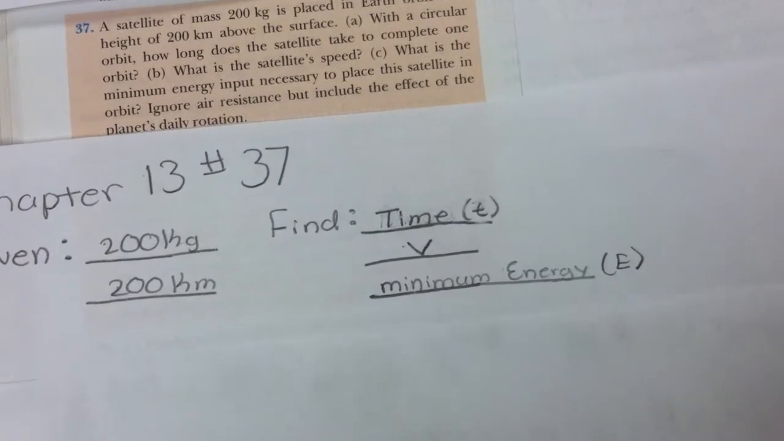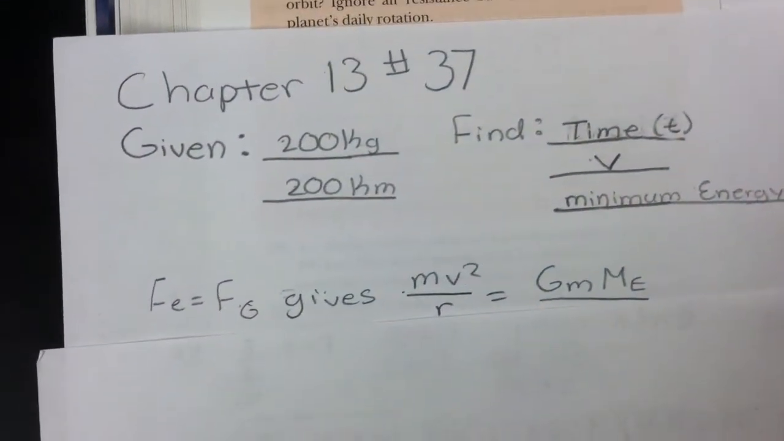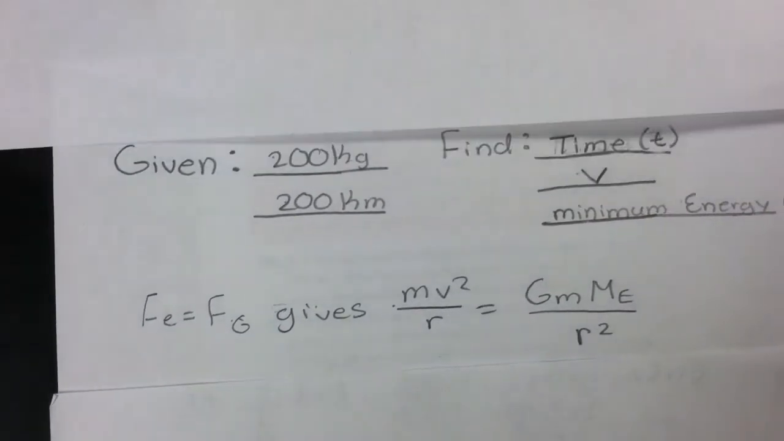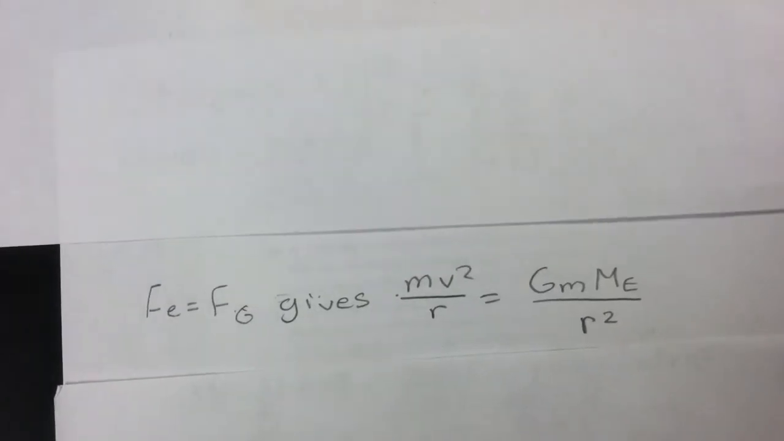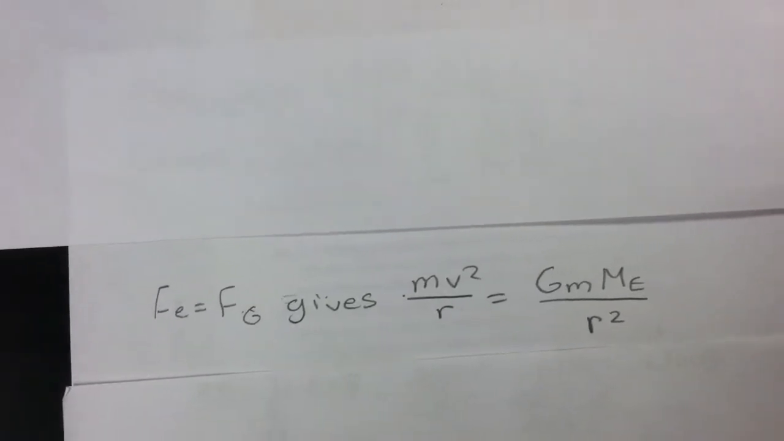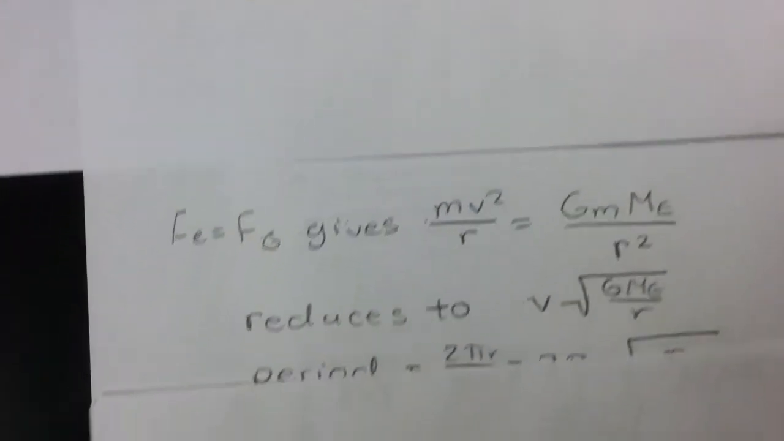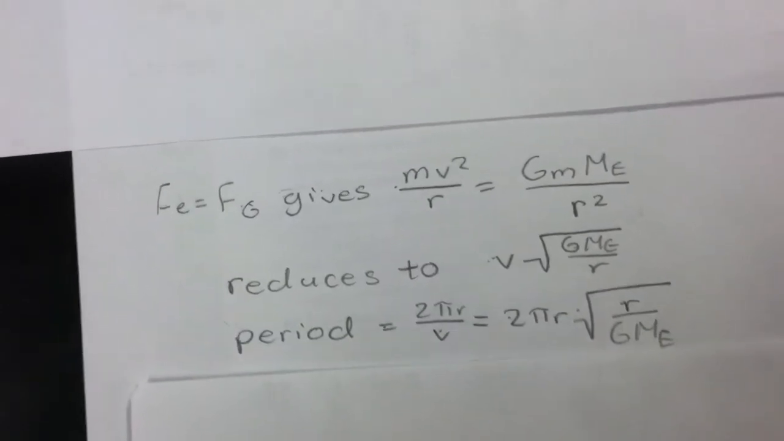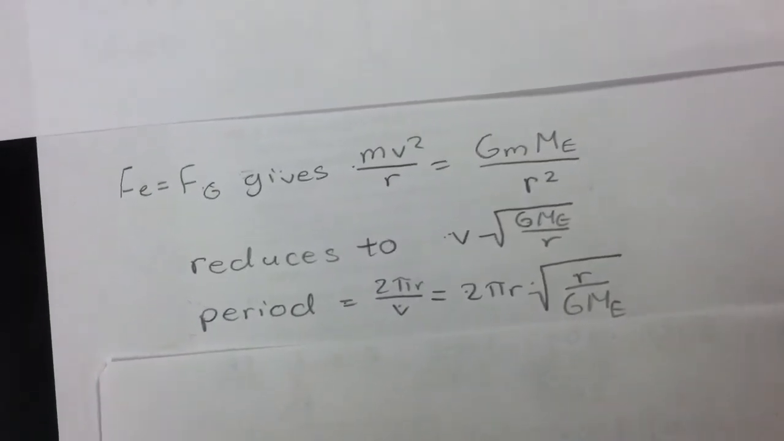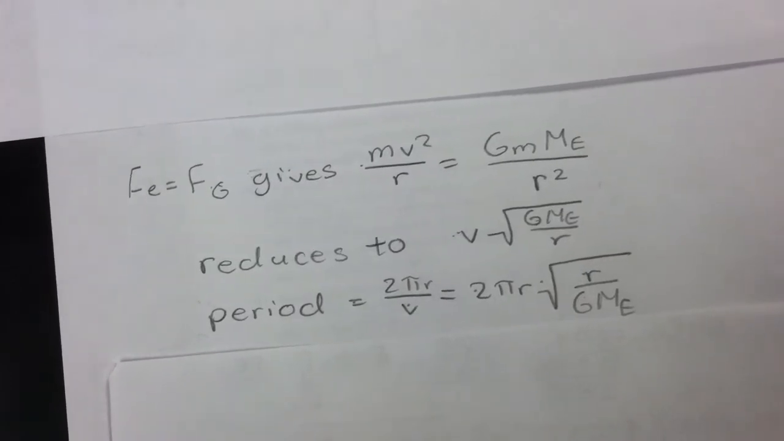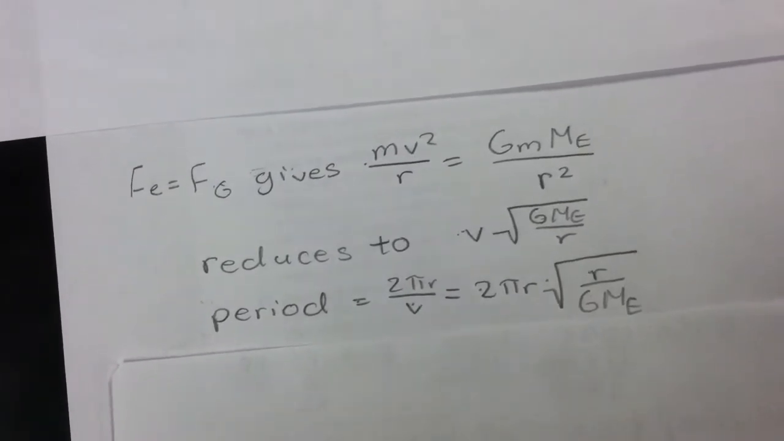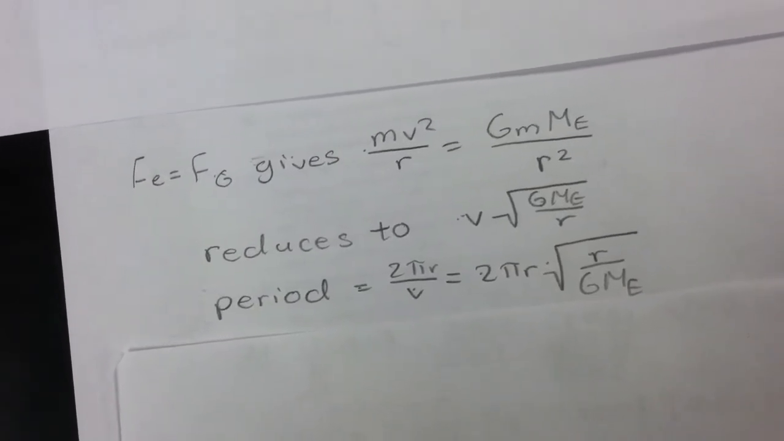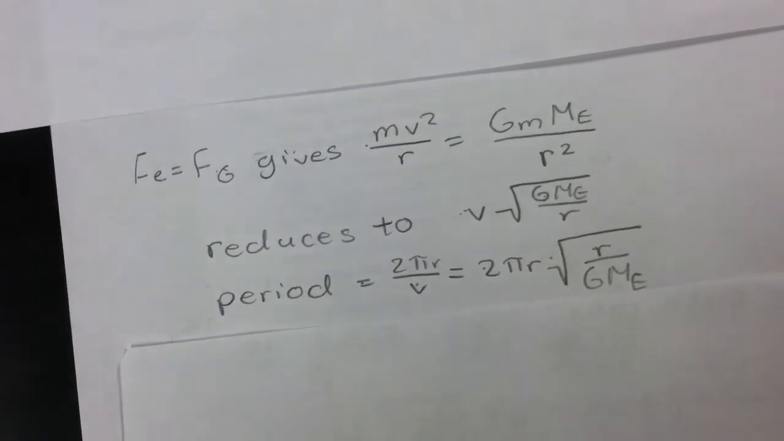So we start with the force of gravity equal to the force of Earth. We use the equation mv squared over r equals G M_e m over r squared, where G is the gravitational constant and M_e is the mass of the Earth. This formula reduces to v equals the square root of G M_e over r. We also use the formula for the period, which is 2 pi r over v. If we plug that in for v here, we get 2 pi r times the square root of r over G M_e.